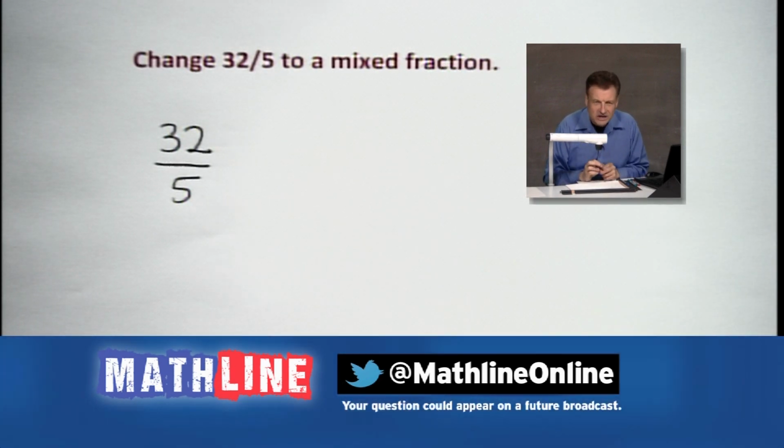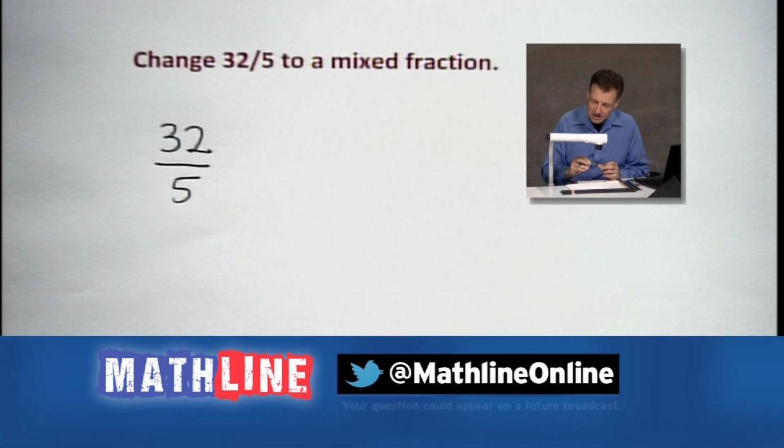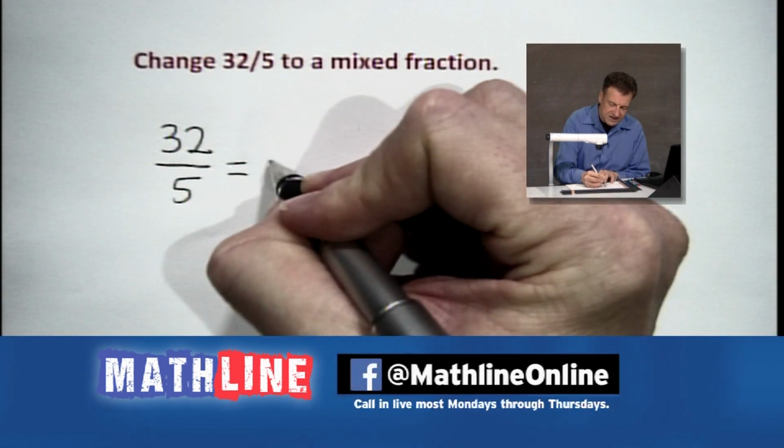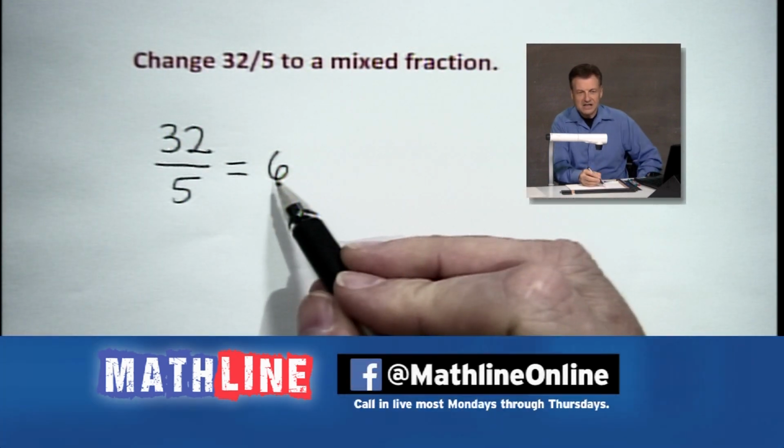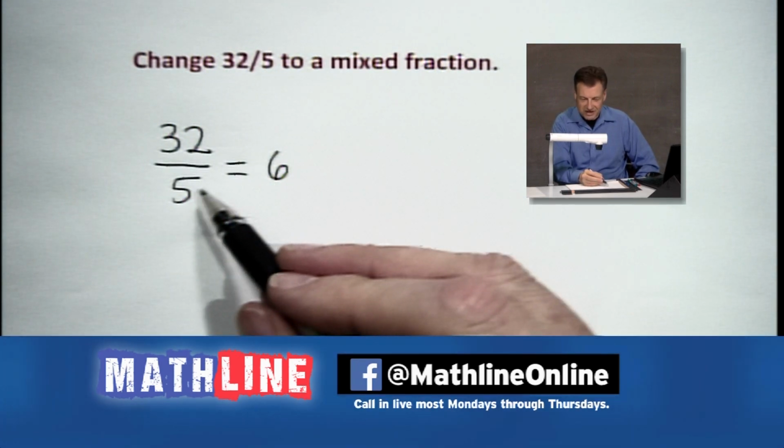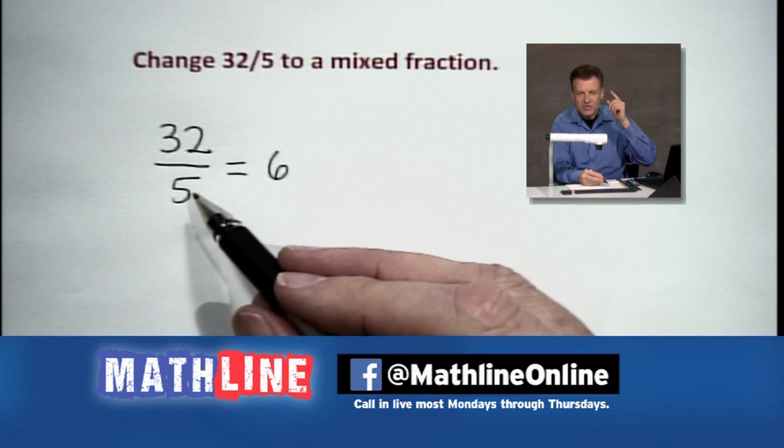Unfortunately, it does not go an even number of times, but we know our times tables. We know we can't go over 32. We've got to go under a little bit. That's going to go in there 6 times. Now take a look at this. 6 times that 5. That's what we're worrying about. What's 6 times 5? It's going to be 30.